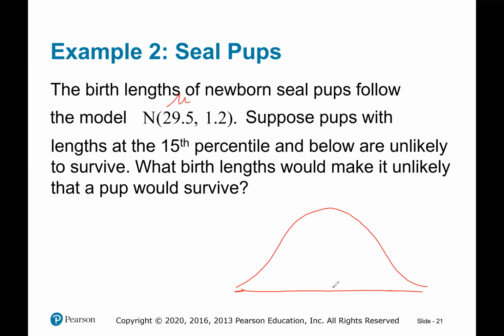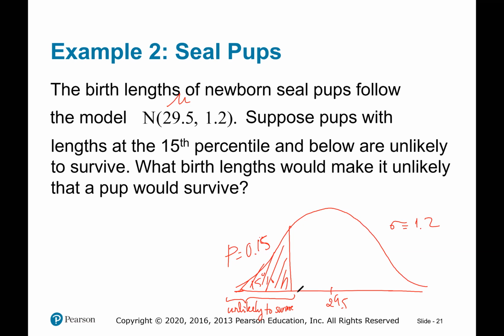So I have the mean was 29.5 and the standard deviation is 1.2. They say the lengths at the 25th percentile or below are unlikely to survive. So let's say here is 15%, right? Of the area, the probability in here is going to be 0.15. That area is unlikely to survive.